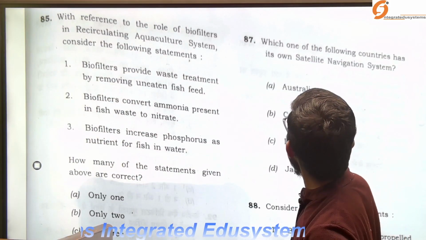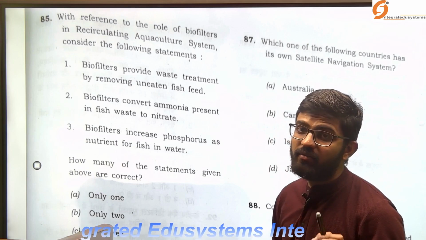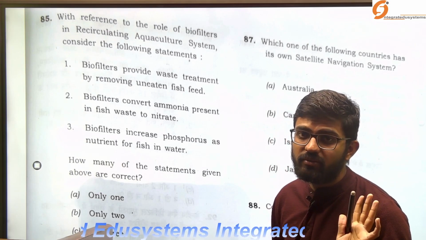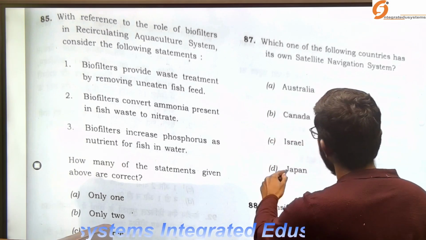Which one of the following countries has its own satellite navigation system? Japan. Answer is Japan, which is D.